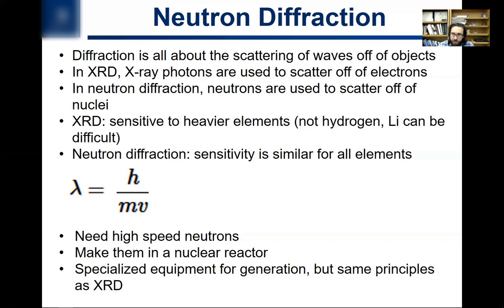But it's the exact same principles as what we discussed in the previous videos about XRD, Bragg's law, all that stuff. But there's really only a few places in the world where you can get these special neutron diffraction experiments done. You have to be usually at a national lab that has nuclear reactors, right? But otherwise, very, very useful technique, especially if you have hydrogen in your sample and you need to know where the hydrogen is with atomic level precision.